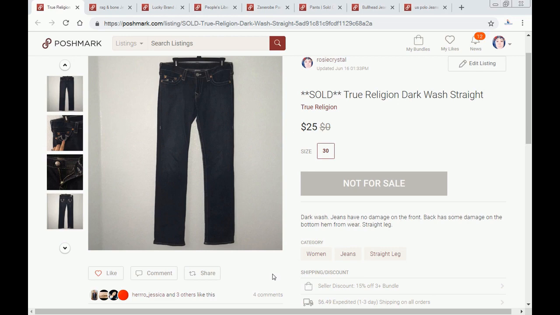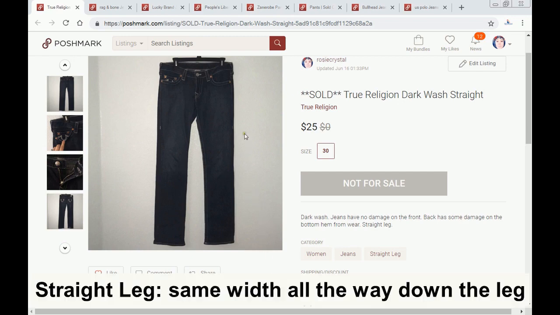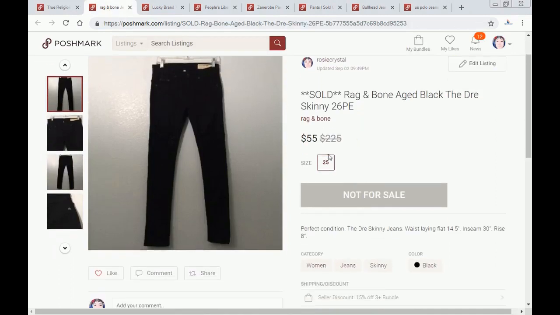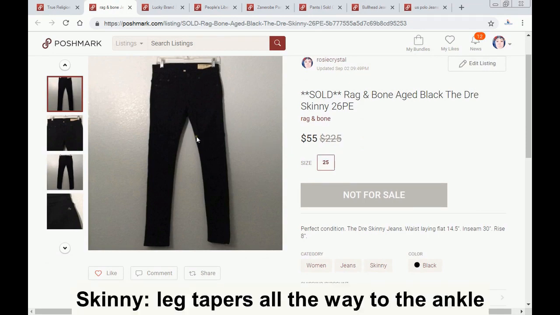This first pair here is a straight leg, and all that means is it is the same width all the way down the leg. From here all the way down to the bottom, it's the same width all the way across. The next pair is a skinny jean, and it's a little hard to tell in this picture because this size is already so tiny. But starting at the top of the leg, going down to the bottom, it tapers until it is very tight around the ankle, and that's what is considered a skinny jean.